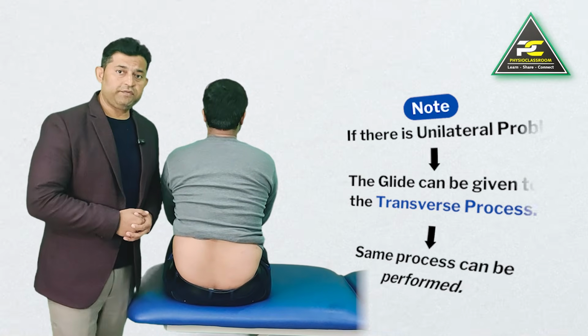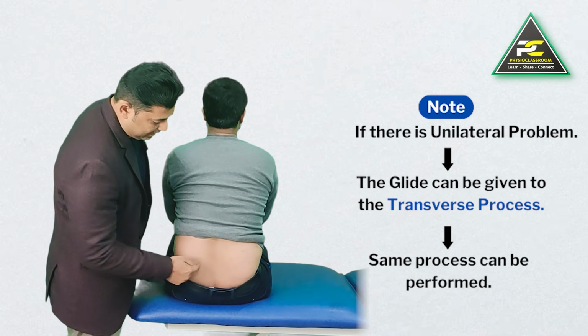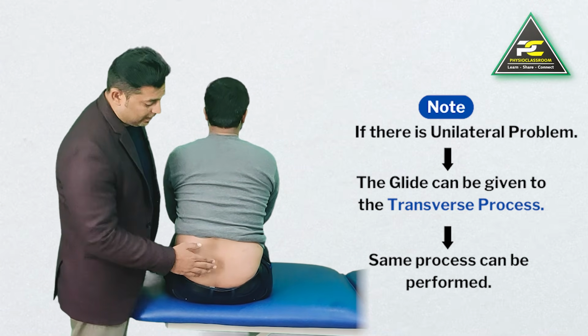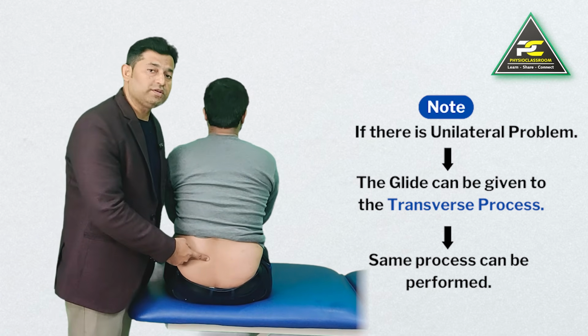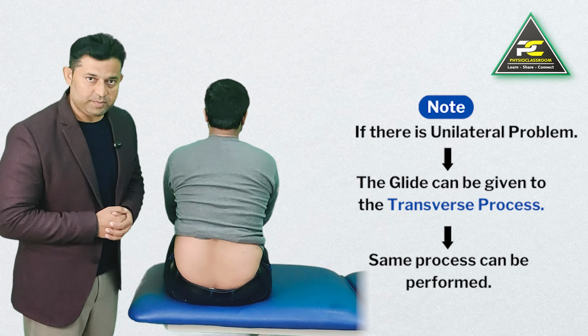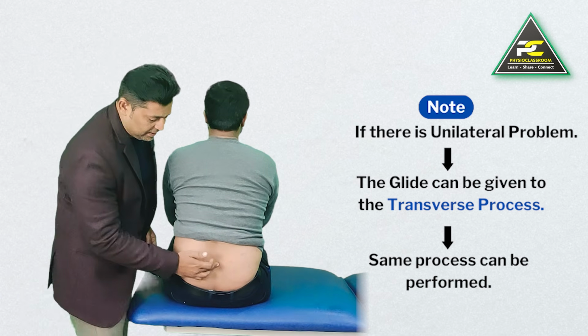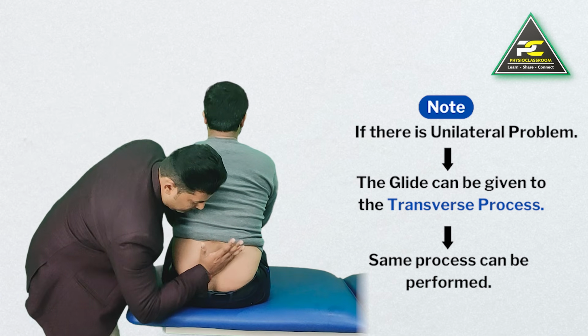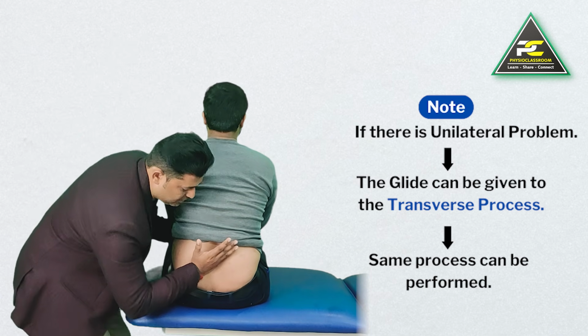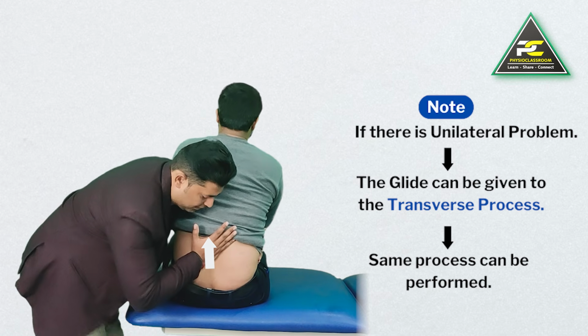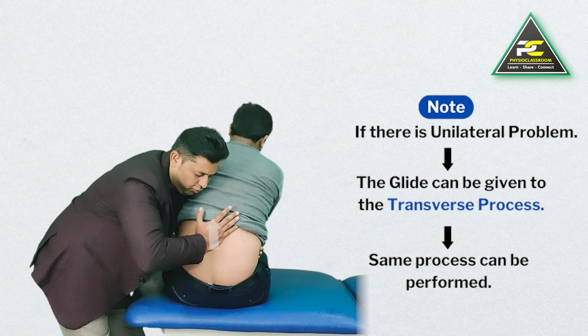Now if the pain and stiffness is more towards one side, that is, it is a unilateral problem, then the glide can be given to the transverse process rather than the spinous process. So all we have to do is just change the position of the hand from the spinous process to the transverse process and utilize the same hold to give the glide and perform the motion.